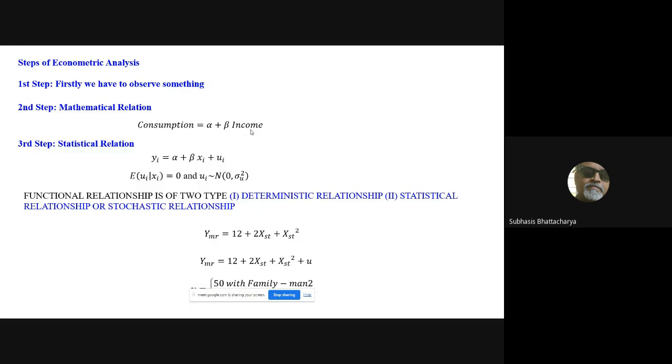First we fix some causations, then we fix some mathematical relations, then we come to a statistical relation. What is the difference between the mathematical relation and the statistical relation? We formulate a mathematical relation as directed by our research ideas, but that mathematical relation is converted into a statistical relation. Why? Because a mathematical relation is an exact relation. For example, here we are dealing with income and consumption. Income influences consumption, so we write consumption is equal to alpha plus beta income.